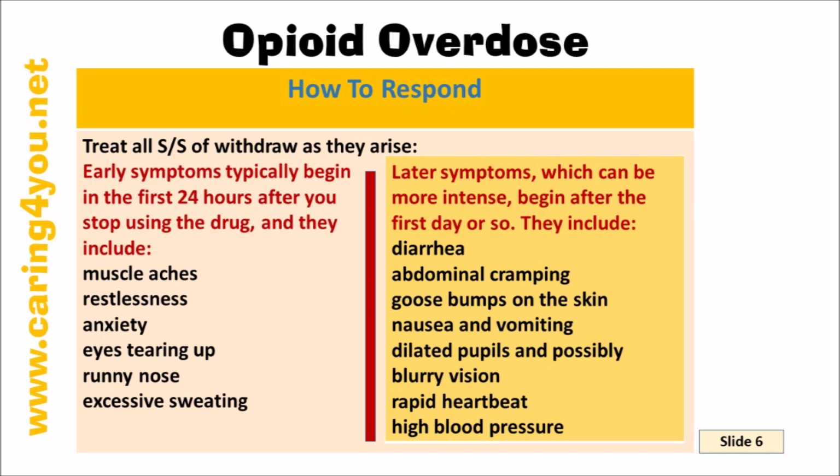Goosebumps on the skin. Nursing students, nausea and vomiting. What can we do for that? Antiemetics. So we can do that. Dilated pupils, blurred vision, rapid heart rate, and high blood pressure. We can take care of the symptoms as they occur. All right, so that's really all I have to say about this opioid presentation. Again, I think it will be on the NCLEX sometime soon, since it is such a big issue in our government at the moment.